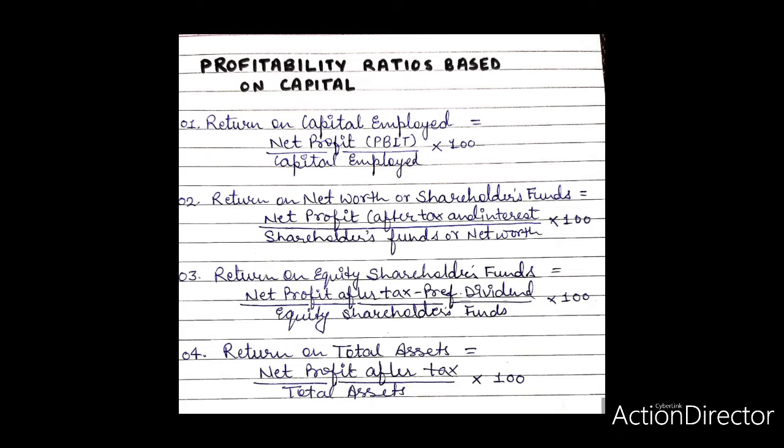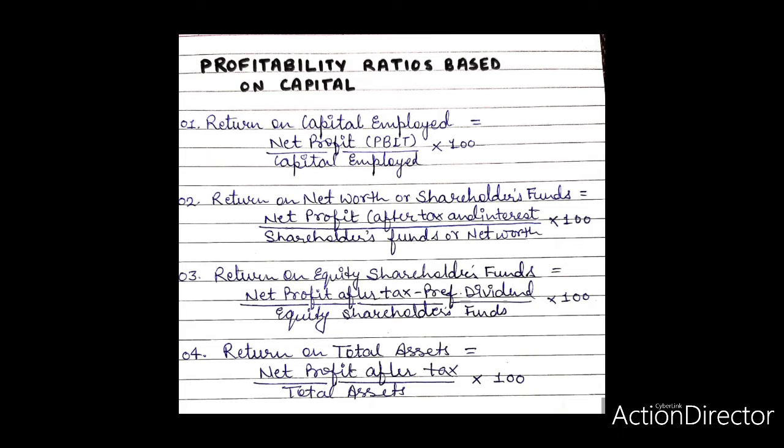Number 1. Return on capital employed. Meaning and computation. The primary objective of making investment in any business is to obtain adequate return on capital invested. Therefore, to measure the overall profitability of the firm, it is essential to compare profit with capital employed. With this objective, return on capital employed is calculated. It is also called return on investment.